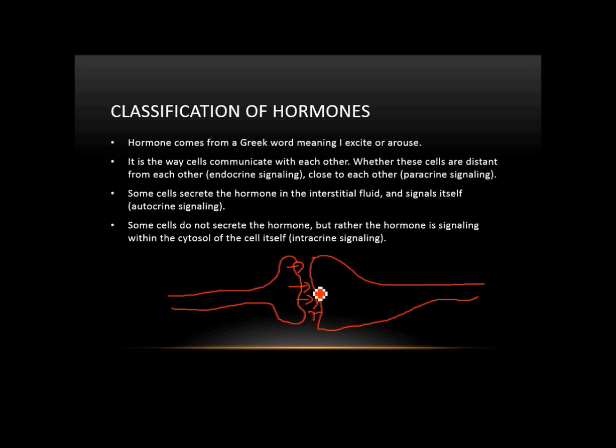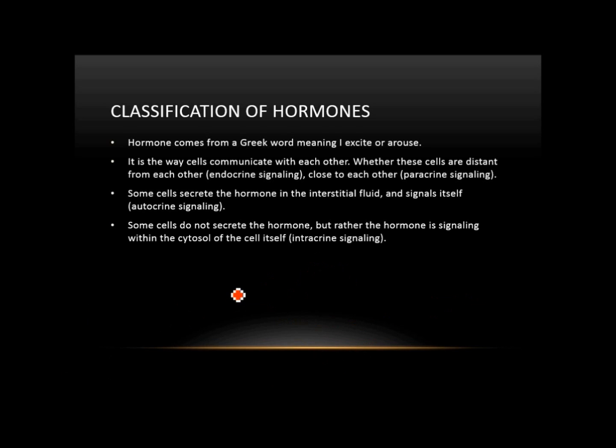Some cells secrete the hormone into their interstitial fluid and then signal themselves back. In other words, let's say we have a cell, and there's a nucleus. This will be the interstitial fluid and the neighboring cell. The hormone goes into the interstitial fluid, let's call it IF, and then this hormone goes back to the cell and the cell gets signaled. So this is autocrine.